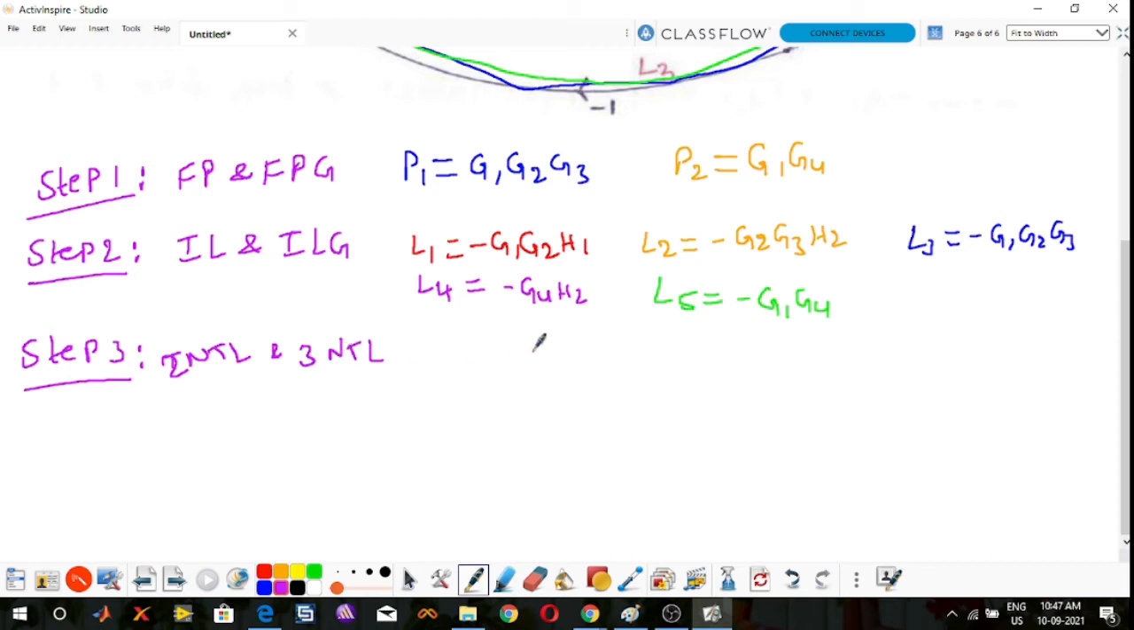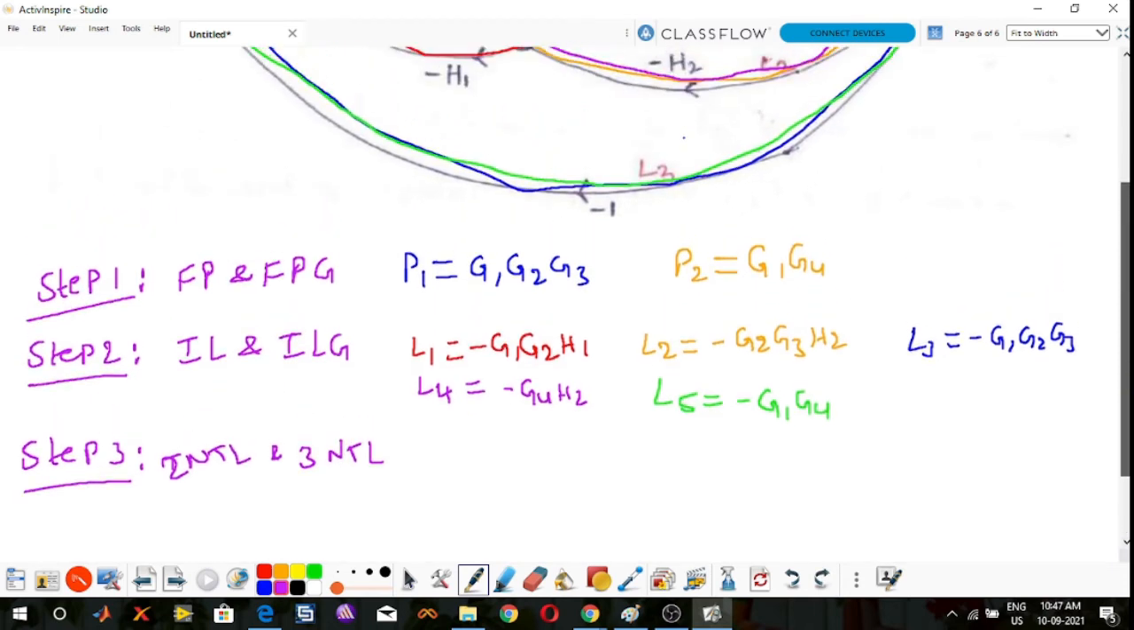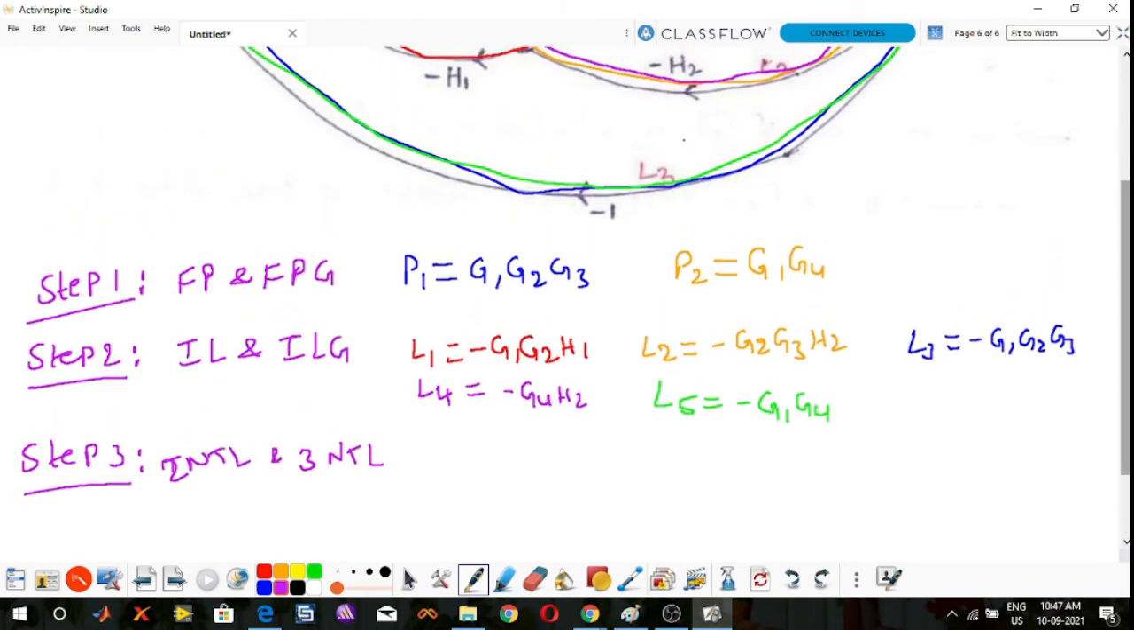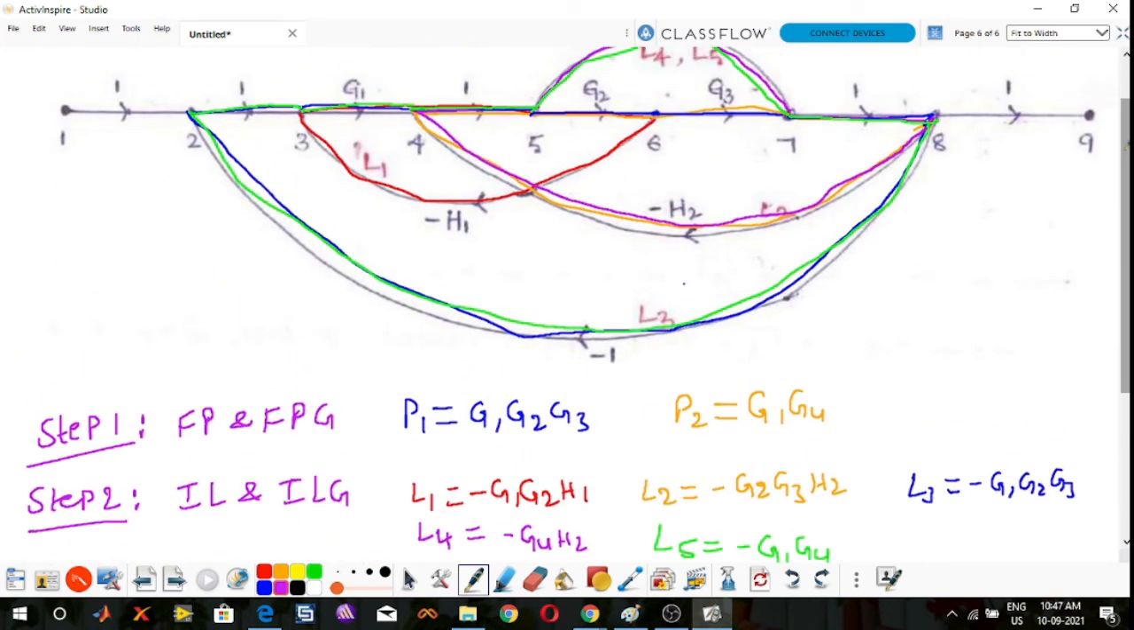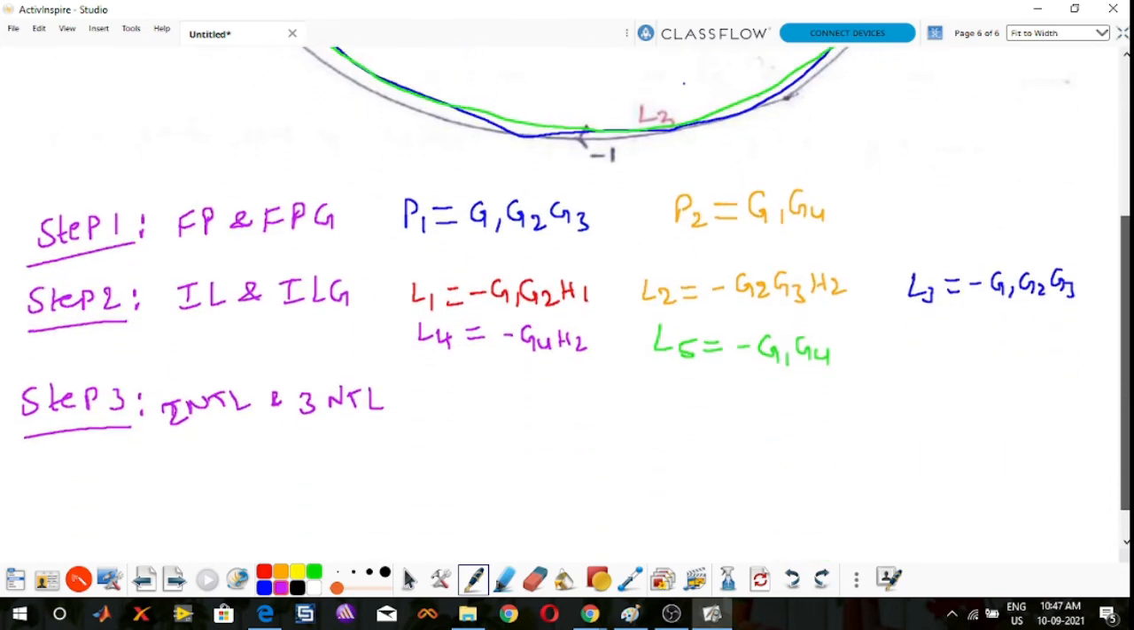And there are 5 individual loops, so there are no possible combinations of two non-touching loops, no possible combinations of three non-touching loops, and no possible combinations of four non-touching loops.